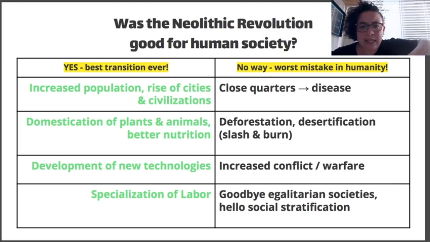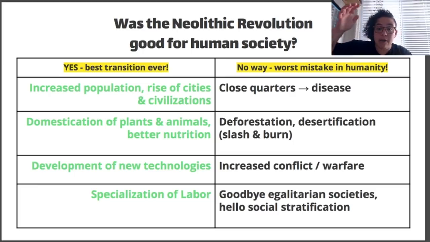And then finally is specialization of labor. We talked about this before. It's awesome. You need people to be creating pottery. You need people to do art. You need people to do all kinds of different things. Except that as soon as you do, you also are saying goodbye to egalitarian societies and hello to social stratification. Now we've got an actual hierarchy, and that's not so good, because then there's always people on the bottom, and a lot of issues in our society stem from that.